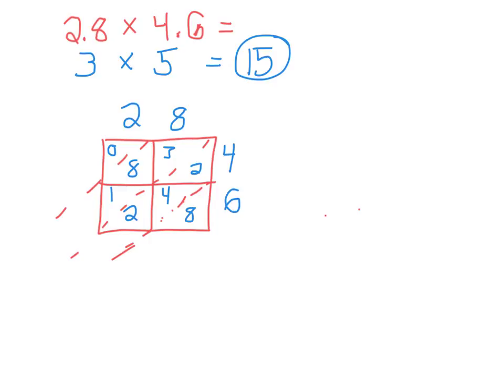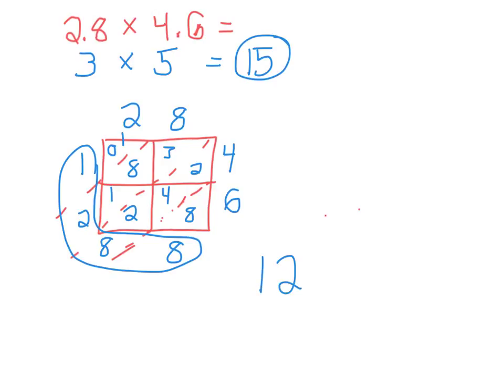So now I need to add up my diagonals. So I have 8 here. I have 2 plus 4 plus 2 gives me 8. Here I have 3 plus 8, which gives me 11, plus 1 gives me 12. I'm going to carry my 1 up, so I'll have 1 here. So if I look at my answer here, I would end up with 28 times 46 equals 1,288.